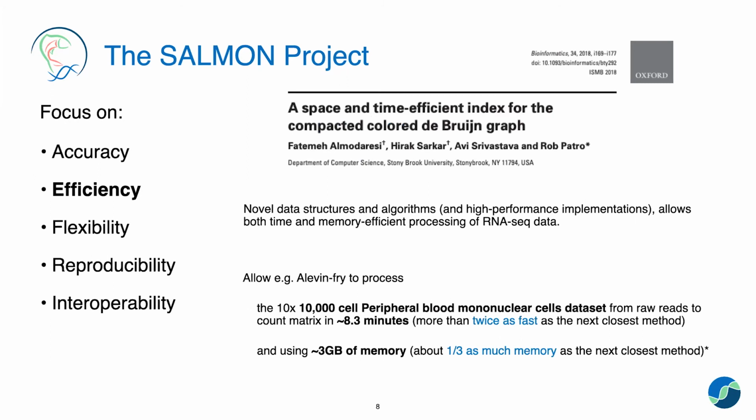In terms of efficiency, a number of data structures have been developed and incorporated into the tool to improve its speed. Here's one example of them to store indices that the software has to make more efficiently. These kinds of advancements allow the tool to process huge data sets significantly faster than other approaches. Twice as fast with a third as much memory for a 10,000 cell single cell data set, for example.